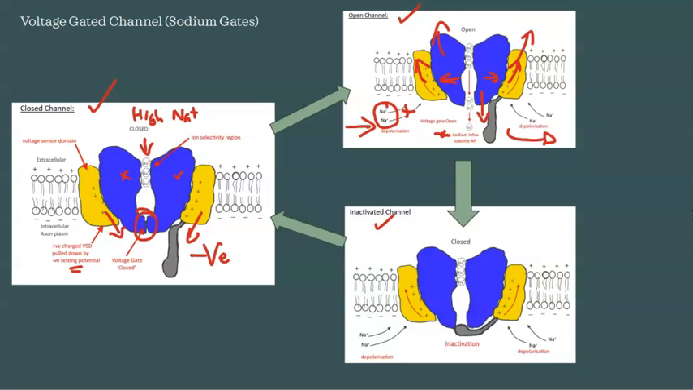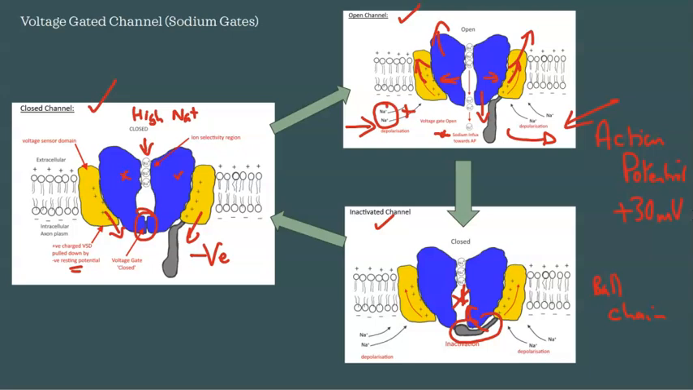The flooding of sodium ions into this internal part of the nerve cell reaches a peak, which is called the action potential, and is measured at approximately plus 30 millivolts. At that point, this section of the protein here swings into position. This is often called the ball and chain structure. This swings into position and blocks any further sodium from entering.